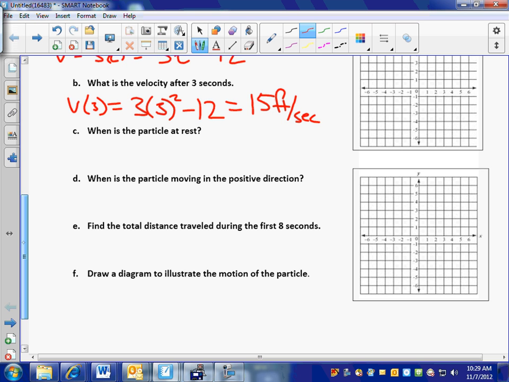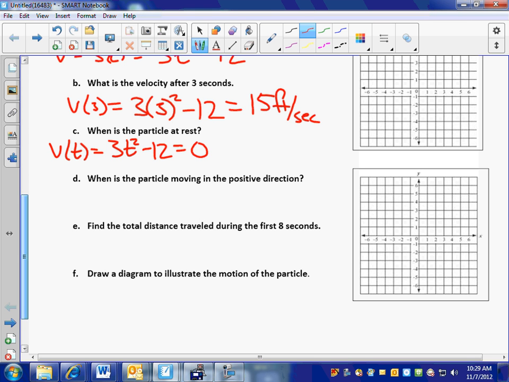When is the particle at rest? At what time is this particle not moving at all? How would I figure that out? So v of t, which is 3t squared minus 12, we set that equal to 0. When it's at rest is when it has no velocity. If we solve that, we're solving for time. How do I solve that?